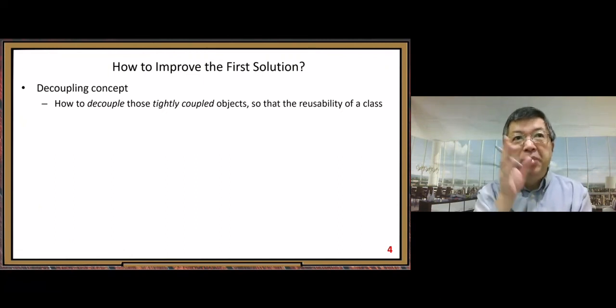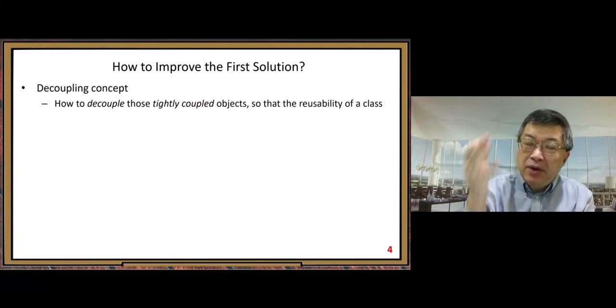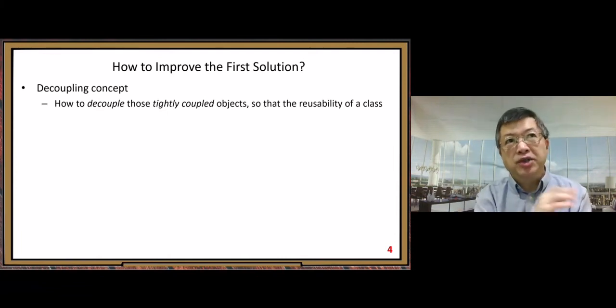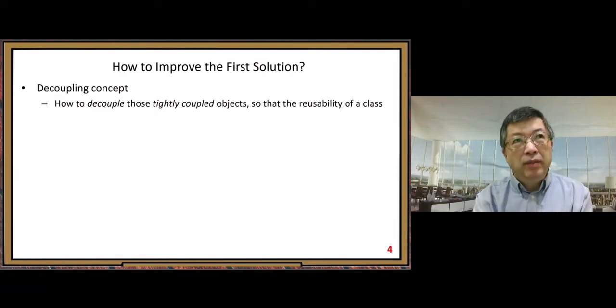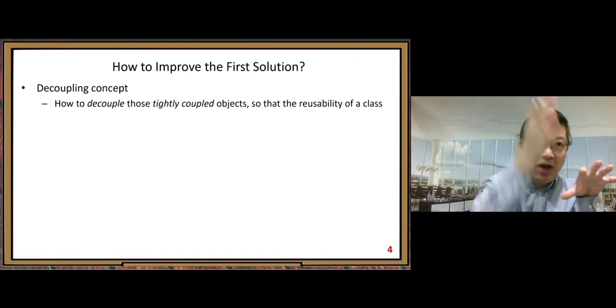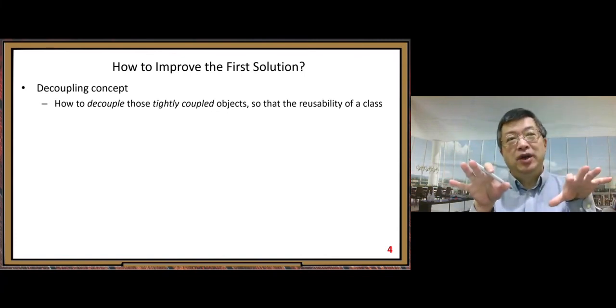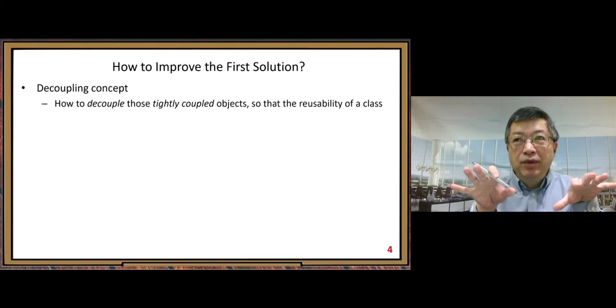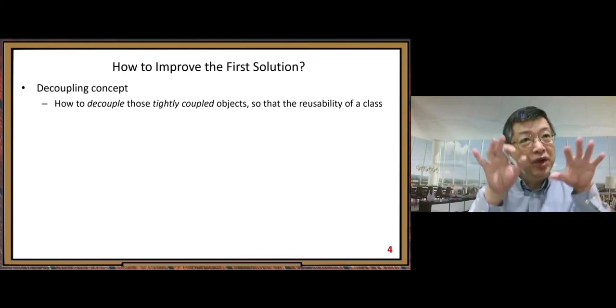At this point, you may wonder how that could happen. That's the biggest question. But later you will see it could happen, and the solution is pretty simple. It can be done in a simple way, but the concept is very important. The decoupling concept is extremely important. It greatly improves the efficiency and the reusability.